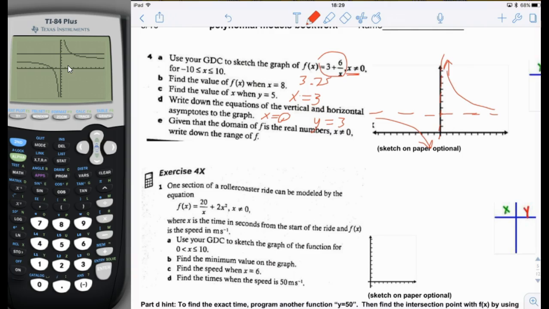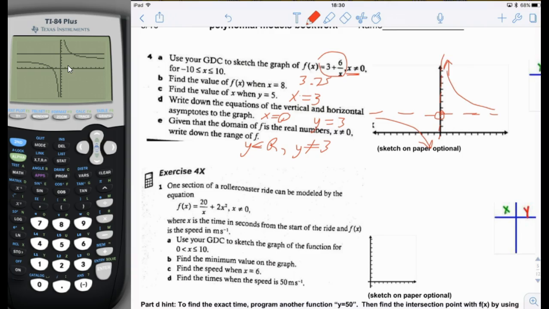Is there any value which it cannot take on? Oh, wait a second. It cannot take on this value, the asymptote value, which is y equals 3. So actually the range is going to be y is all real numbers, but y is not equal to 3. It's the opposite of the horizontal asymptote. Okay.